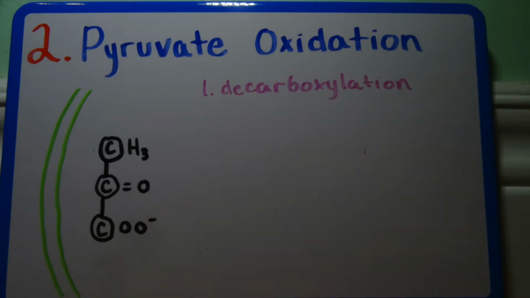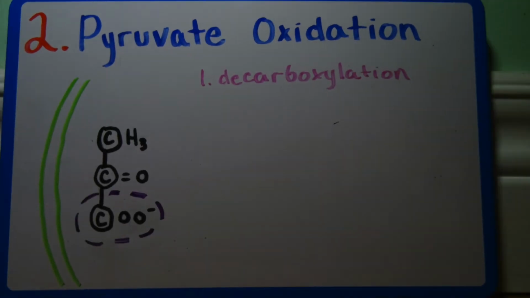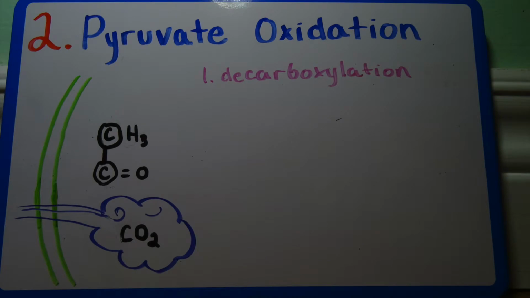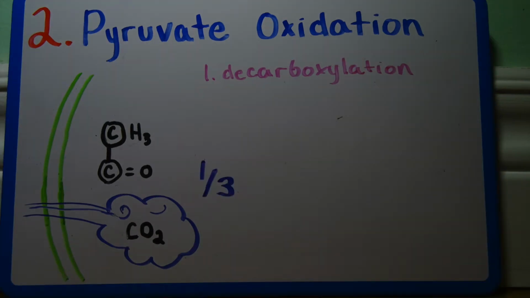The first is a decarboxylation reaction. The carboxyl group of the pyruvate will be removed to form CO2 as a waste product. This is actually a third of the carbon dioxide that we exhale.